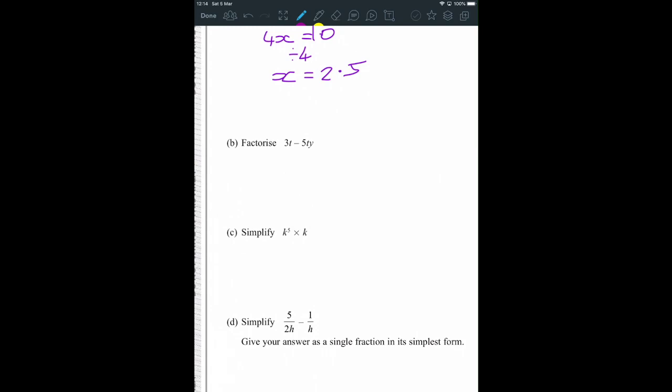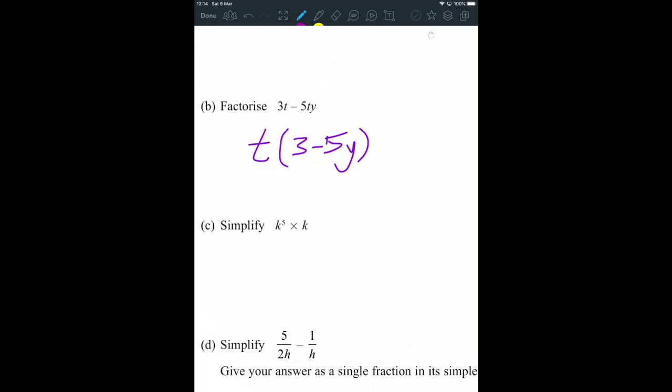Factorize, we're looking for what's common to both terms. There appears to be a t in common, and that's the only thing in common, so we factor that t out. Simplify, with the k there's a hidden power 1. Multiplying, we add the powers, so that's k to the power of 6.